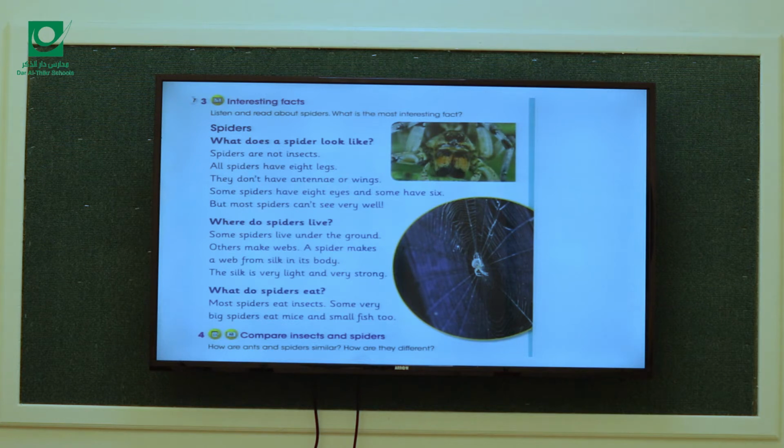Where do spiders live? Some spiders live under the ground. Others make webs. A spider makes a web from silk in its body. The silk is very light and very strong.